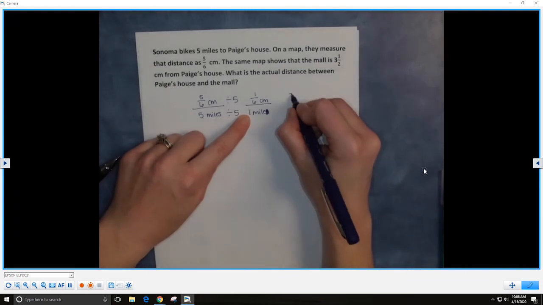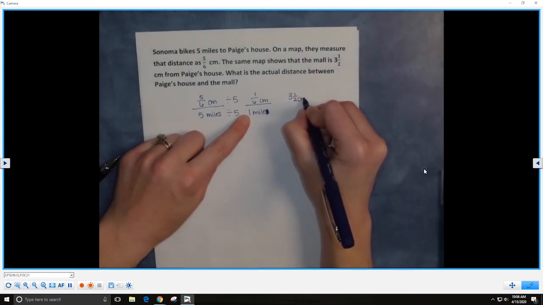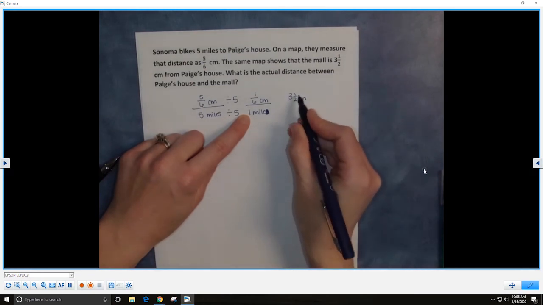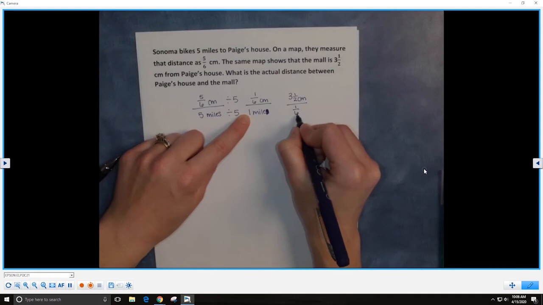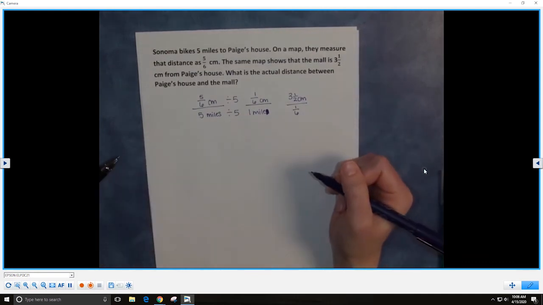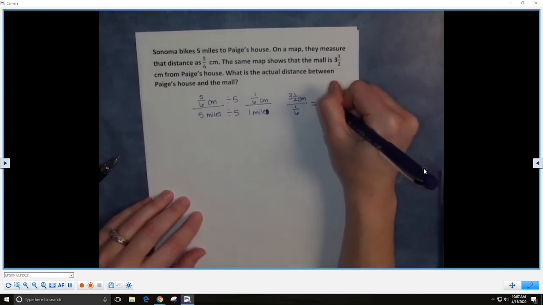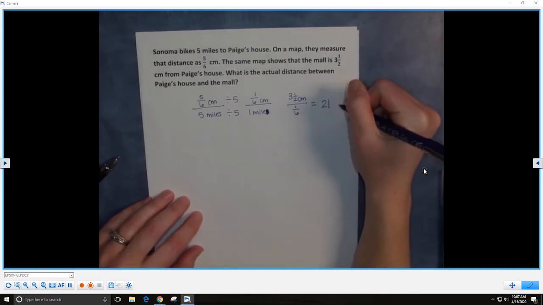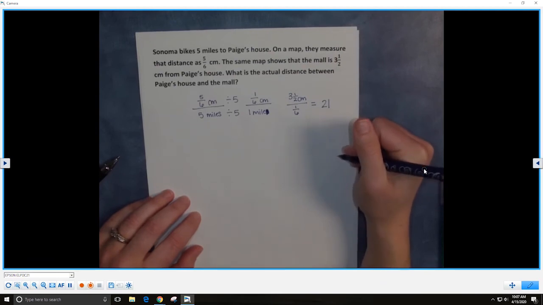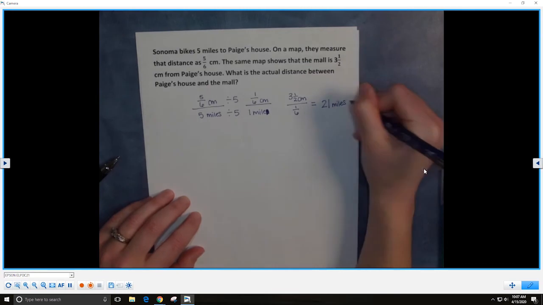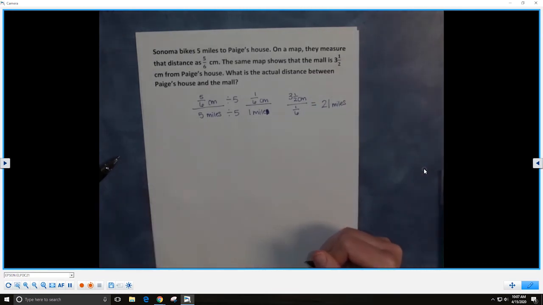So if it's 3.5 centimeters from the mall to Paige's house, how far is it actually? Well, we can take that 3.5 centimeters and divide by the 1/6 that represents every mile, which is going to give us 21. What does this mean? It means that it's actually 21 miles from the mall to Paige's house.